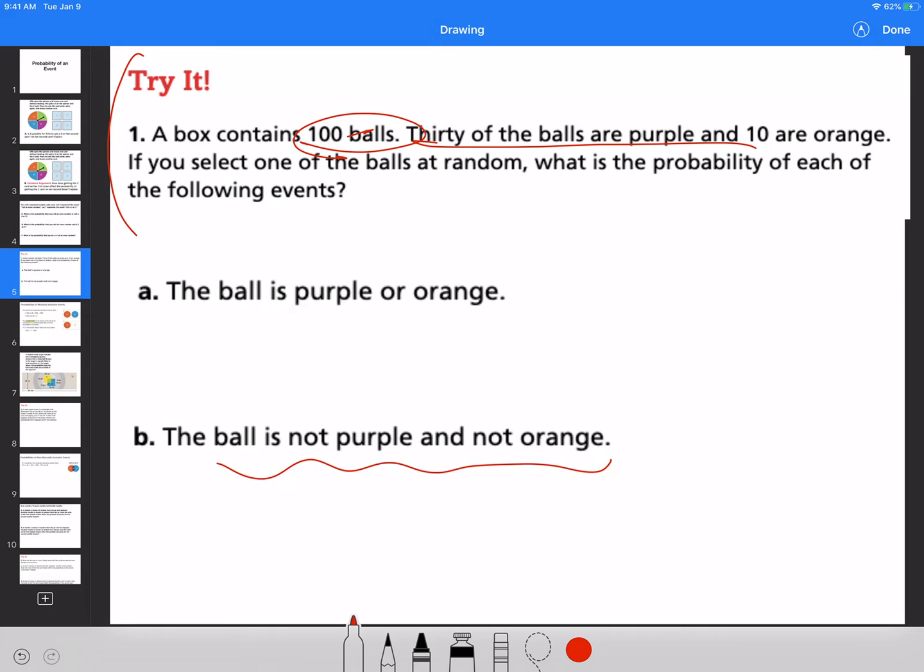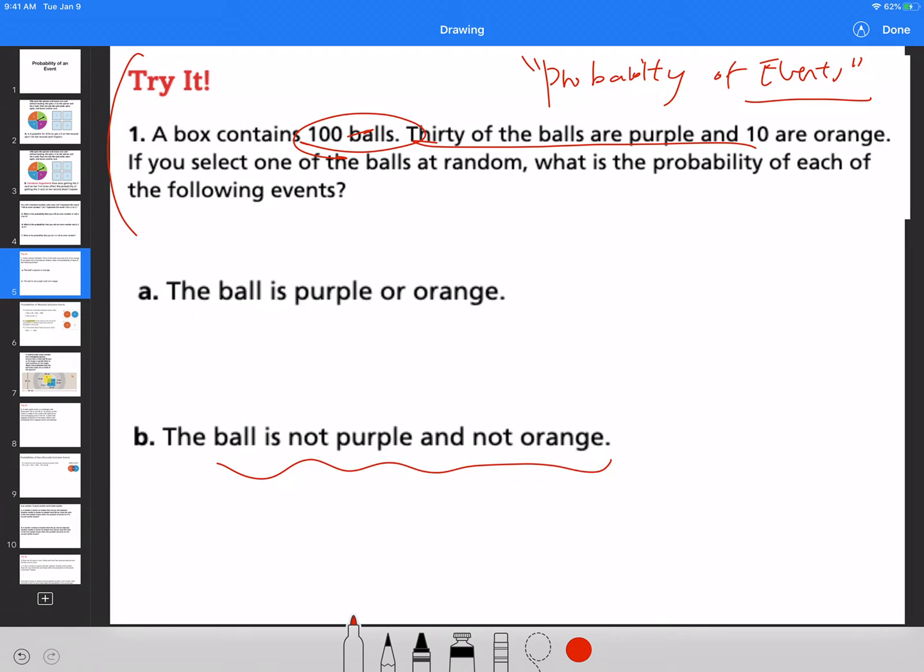Okay, so for the last part of this video, I'm going to go over this, and then I would like you to try on the probability of events. The main idea here, your notes should contain probability of events somewhere on top of the paper. The ball is purple or orange.